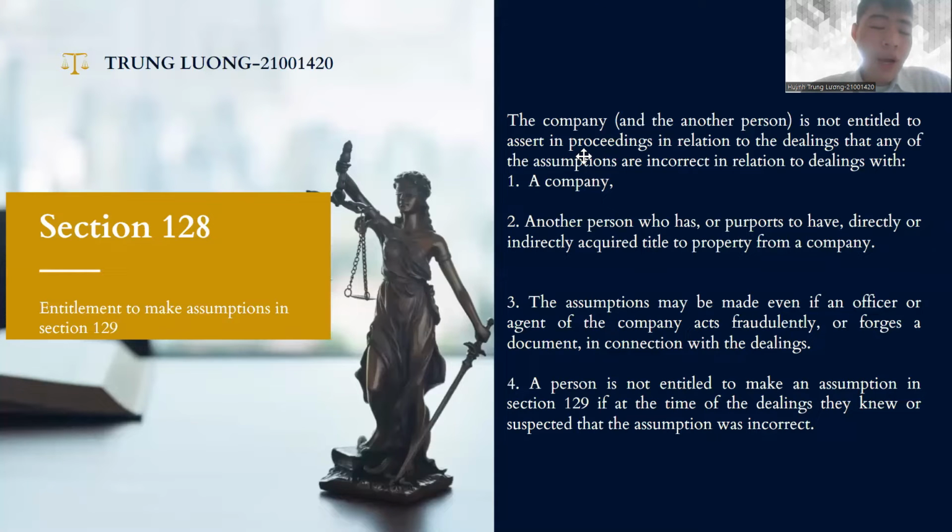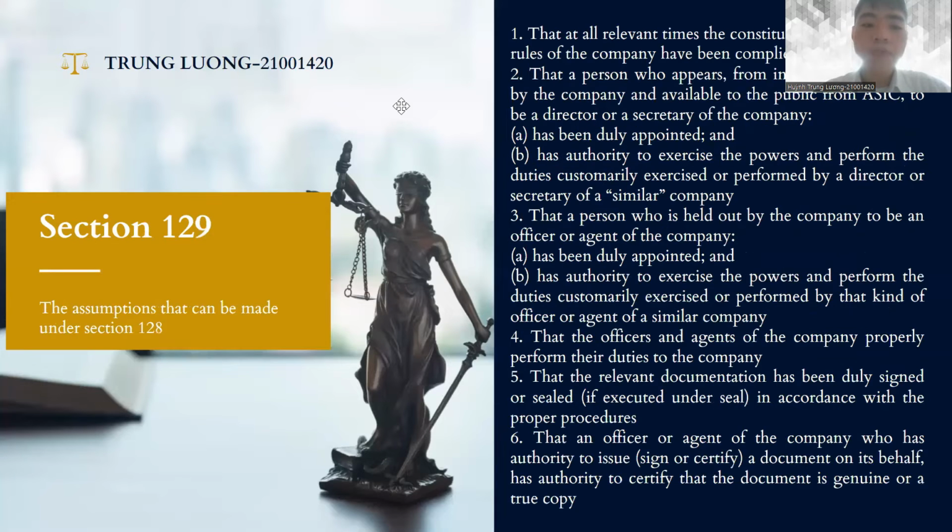You may know that this law covers a lot of provisions and subsections, but the two main sections today that I'm going to focus on are sections 128 and 129. I know that there's a lot of work to go through these two sections, but in general, section 128 is the entitlement to make assumptions, and section 129, in other words, points out the circumstances or conditions in which section 128 can be taken into account.